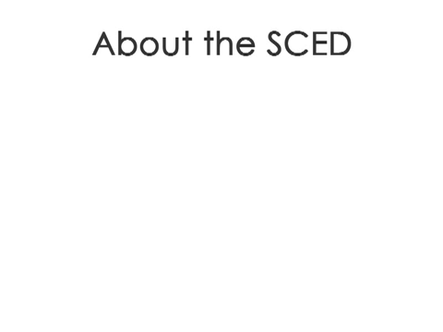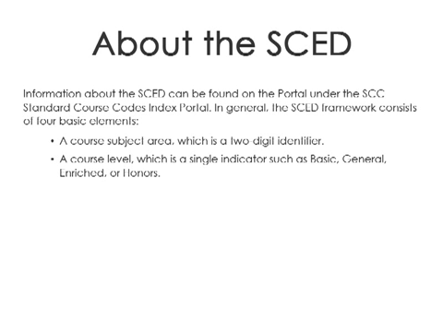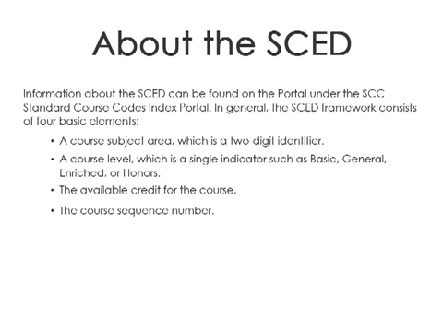MSDE has adopted the USDE Standardized Course Code Classification System, commonly called the SEED. Information about the SEED can be found on the portal under the SEC Standard Course Codes Index portal. In general, the SEED framework consists of 4 basic elements: a course subject area, which is a 2-digit identifier, a course level, which is a single indicator such as basic, general, enriched, honors, and the available credit for the course and the course sequence number.